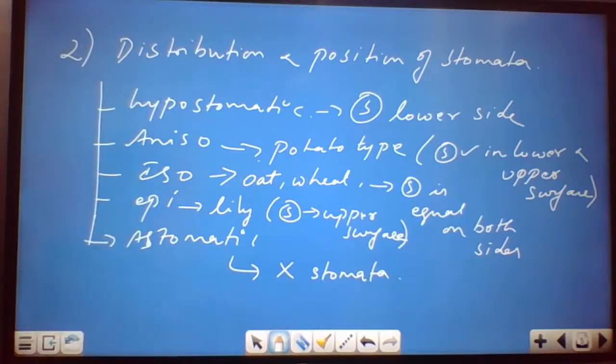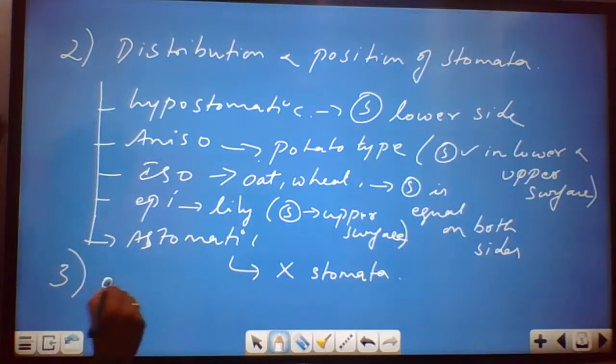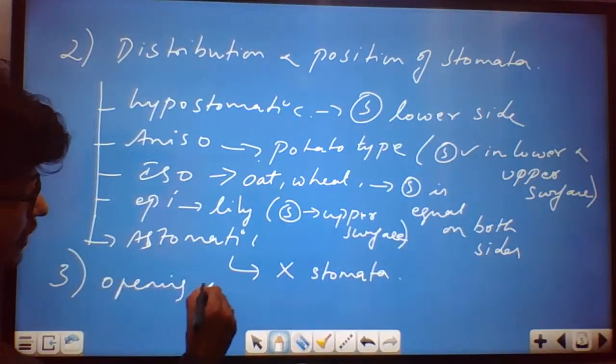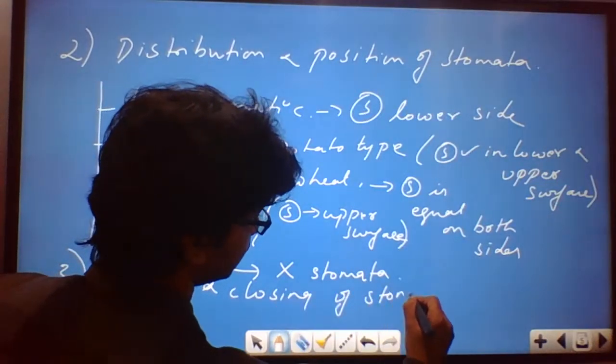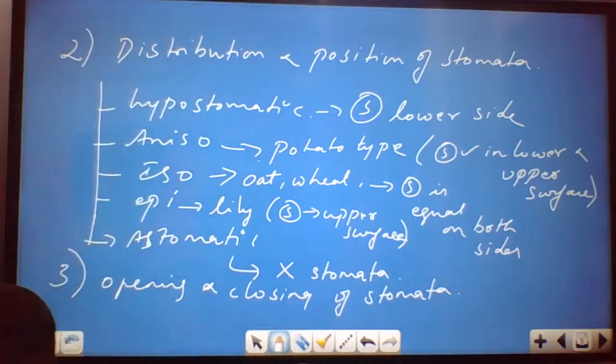And the third classification is based on the opening and closing of the stomata.